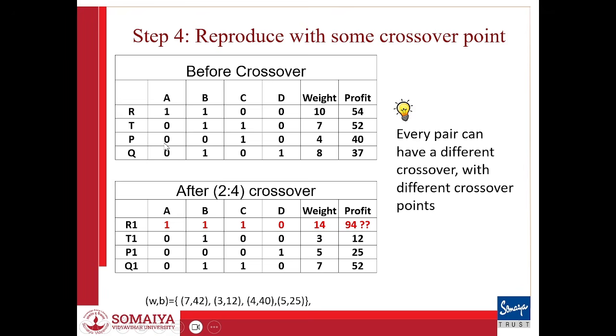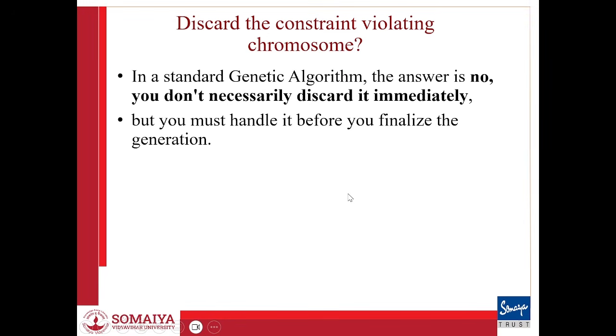Similarly for P, it would be 0, 0, 0, 1, P dash, and for Q dash, it would be 0, 1, 1, 0. So thereby you create the output of crossover. So this is before crossover and this is after the crossover. Now what may happen? Some of the chromosomes after the crossover might violate the constraint. What do we do with them? Because the whole process of genetic algorithms is not over, we are not going to discard them immediately. We will handle it before finalizing the output of this generation.